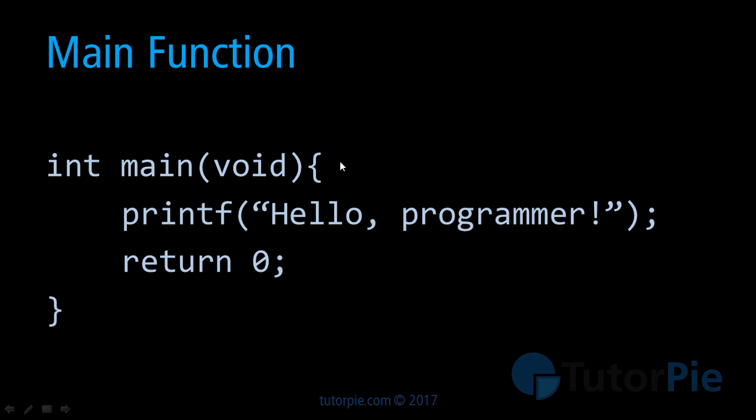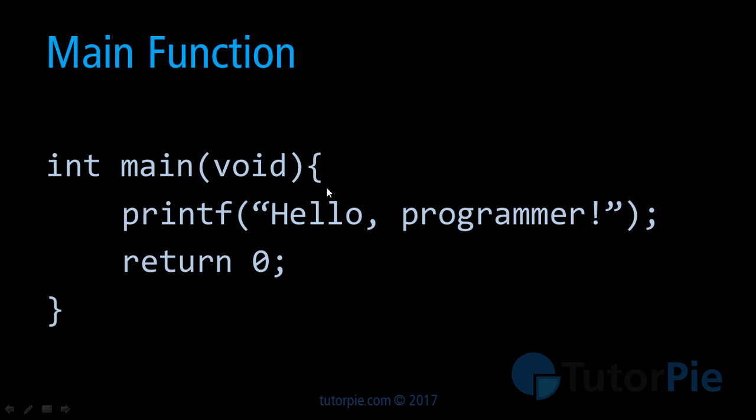Now a function is known as a block of code. In this main function you can see we have an open curly brace and then a closing curly brace here. The code between the open and closing curly braces are the statements inside the main function. So when the main function is called, all these lines will be executed.